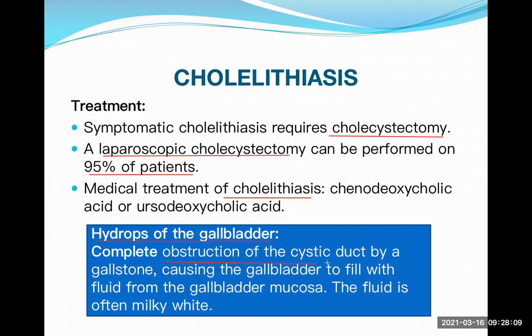Sometimes there is a complete obstruction of the cystic duct by a gallstone, causing the gallbladder to fill with fluid from the gallbladder mucosa, and the fluid looks often milky white. The color of the bile is green, but this type of fluid looks milky white. Now you may be wondering, where is the bile there? If the cystic duct is completely blocked, bile cannot enter into the gallbladder at all, isn't it? So in the place of that, there is collection of the mucus. This is known as hydrops of the gallbladder. It clearly suggests a cystic duct is blocked by the stone.